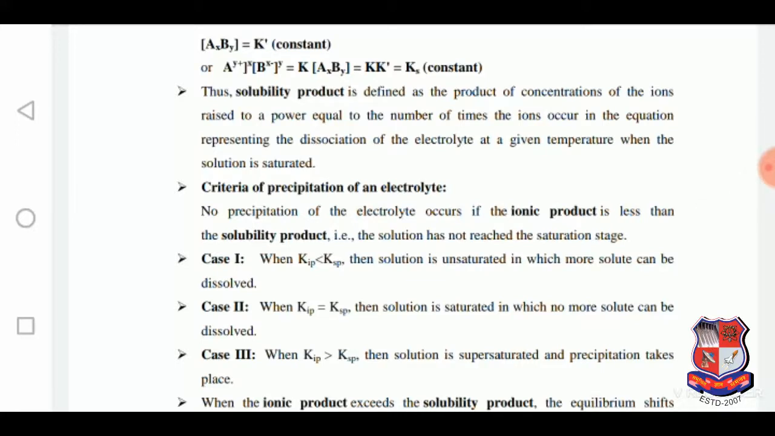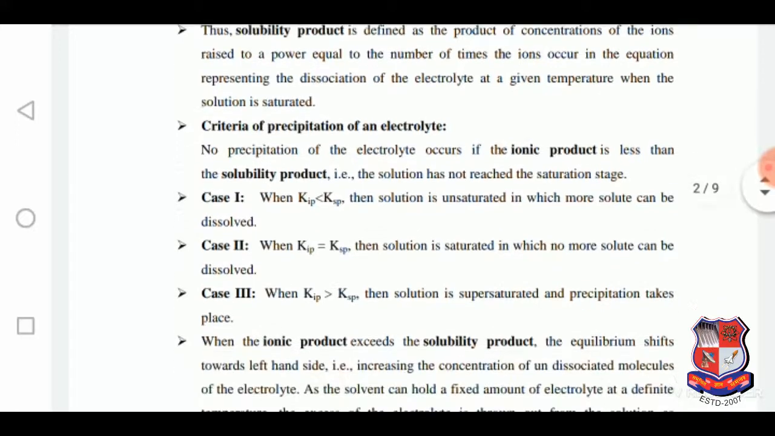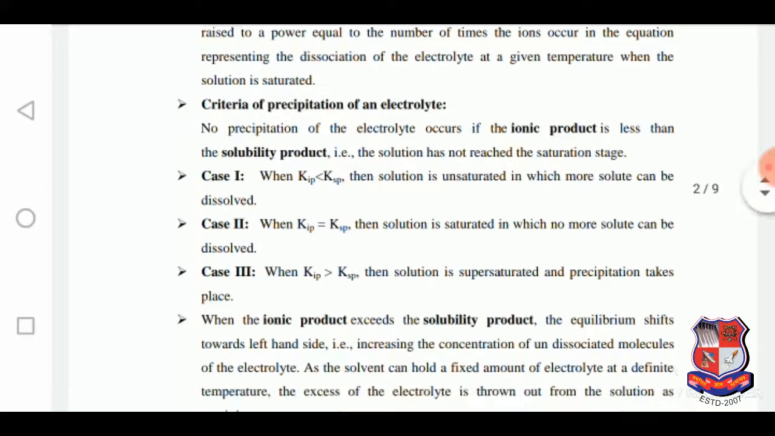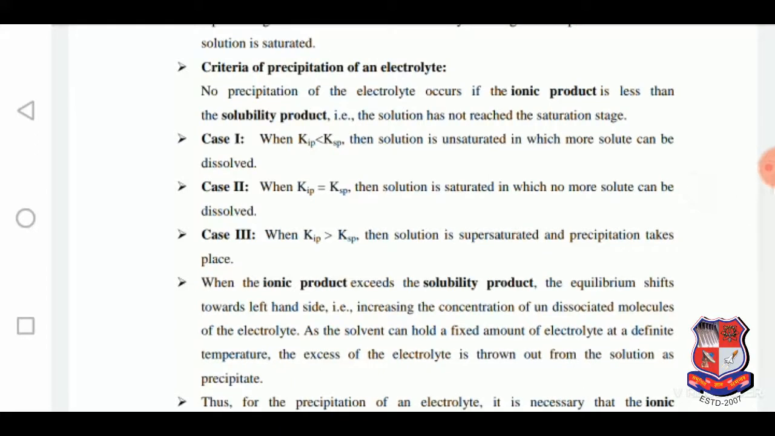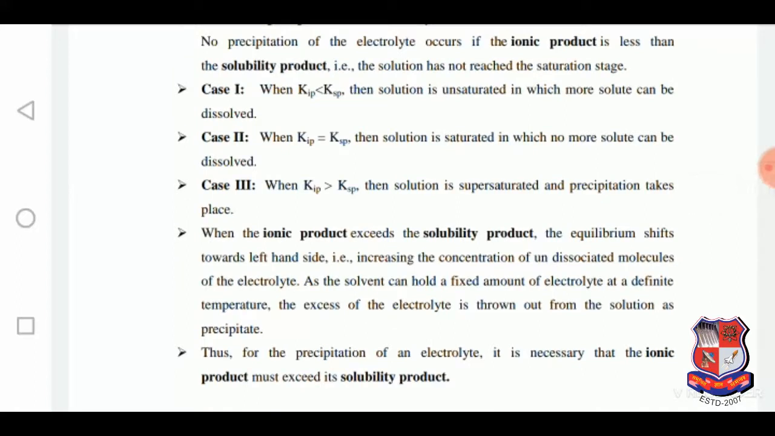So what are the criteria for precipitation of an electrolyte? No precipitation of an electrolyte occurs if the ionic product is less than the solubility product. So in case 1, when KIP is less than KSP, the solution is unsaturated, in which more solute can be dissolved. Case 2, when KIP is equal to KSP, the solution is saturated, in which no more solute can be dissolved. And in case 3, KIP is greater than KSP, then the solution is supersaturated and precipitation takes place.